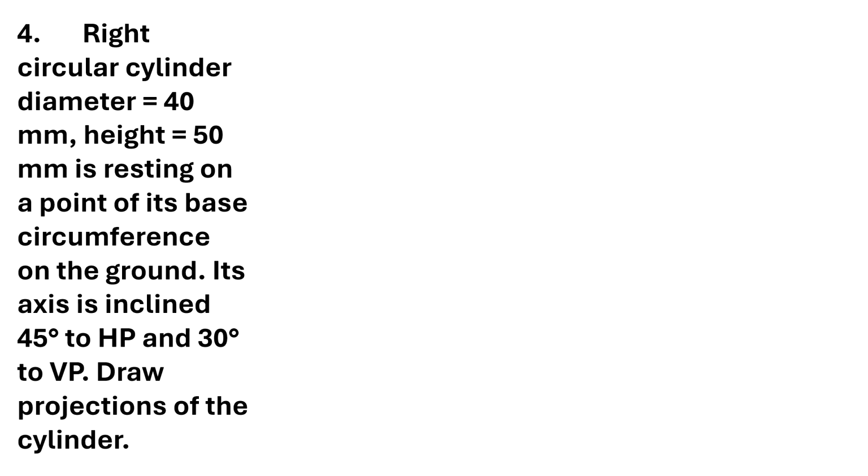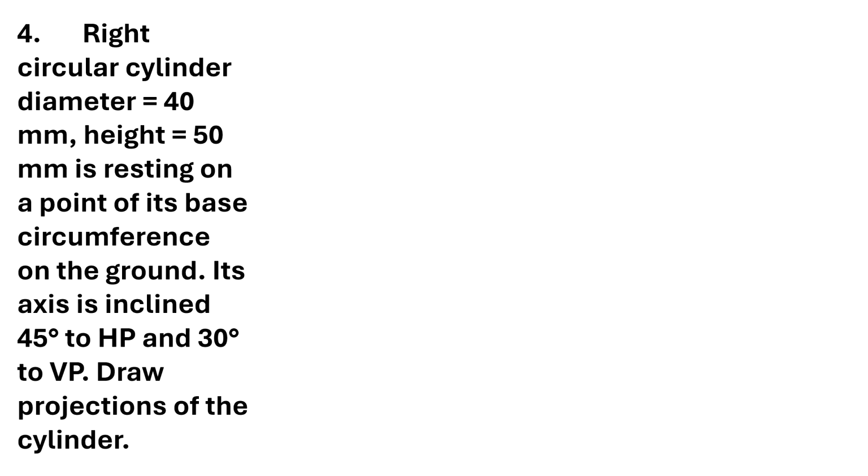In the worksheet we will solve problem number 4. A right circular cylinder, diameter 40 mm, height 50 mm, is resting on a point of its base circumference on the ground. Its axis is inclined 45 degrees to the horizontal plane and 30 degrees to the vertical plane. Draw the projections of the cylinder.